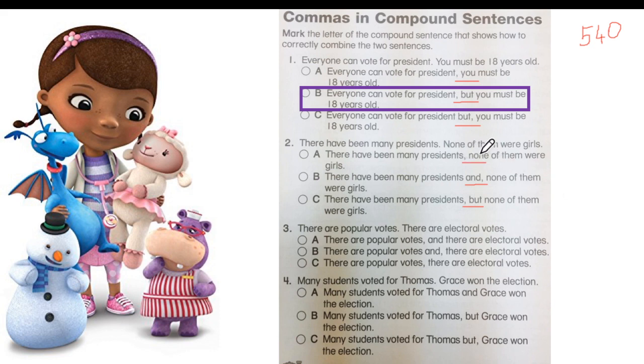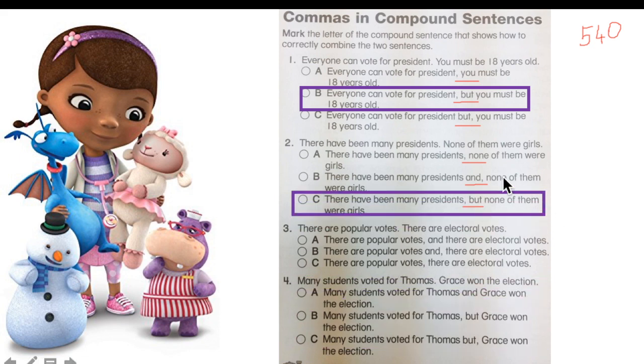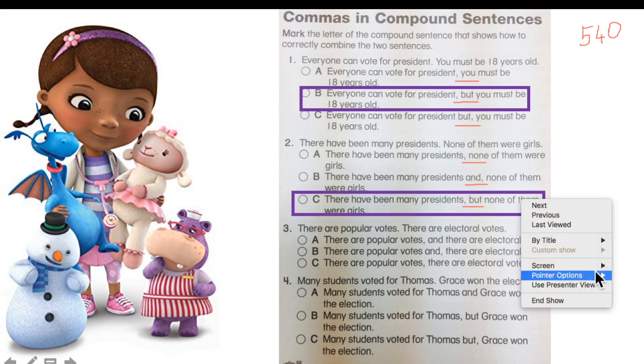This one, comma and none, and comma, or comma then but? Of course, C. We never use a comma after the word and. We always use it in front, please don't forget. And we don't use the comma in front of the word none. That is not a conjunction word.